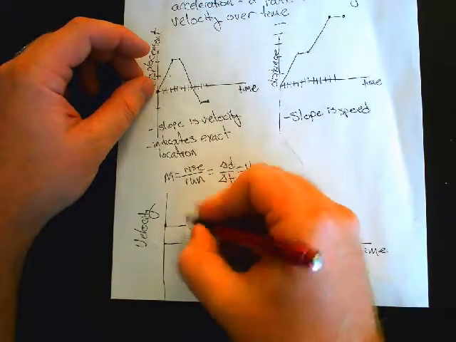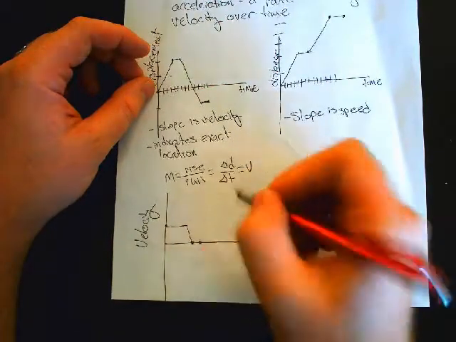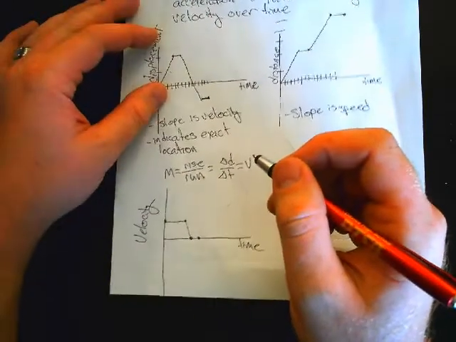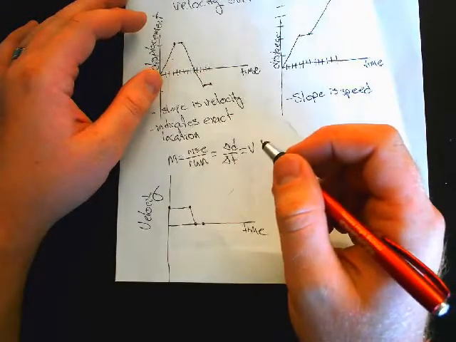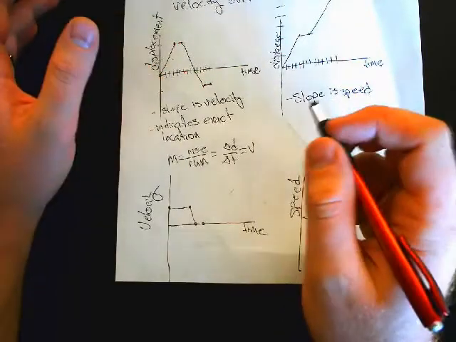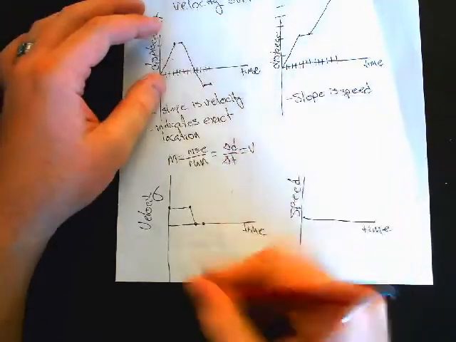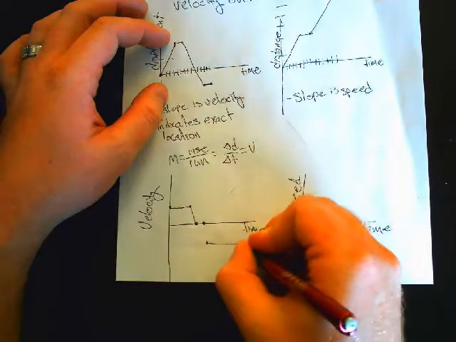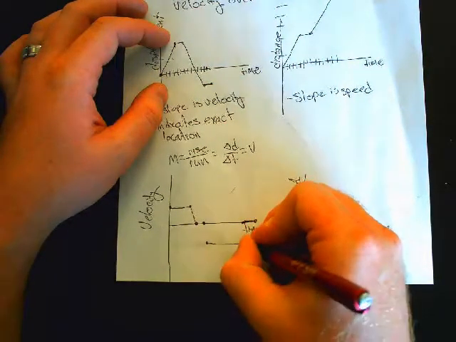I stopped. So I'm going to drop to 0. I'm going to stay stopped for a couple seconds. Then what? Say again? Then I went backwards. How am I going to show that? Right, I'm going to need a negative value here. So I'm going to have a negative velocity for a while, and then back to a 0 velocity when I stop again.